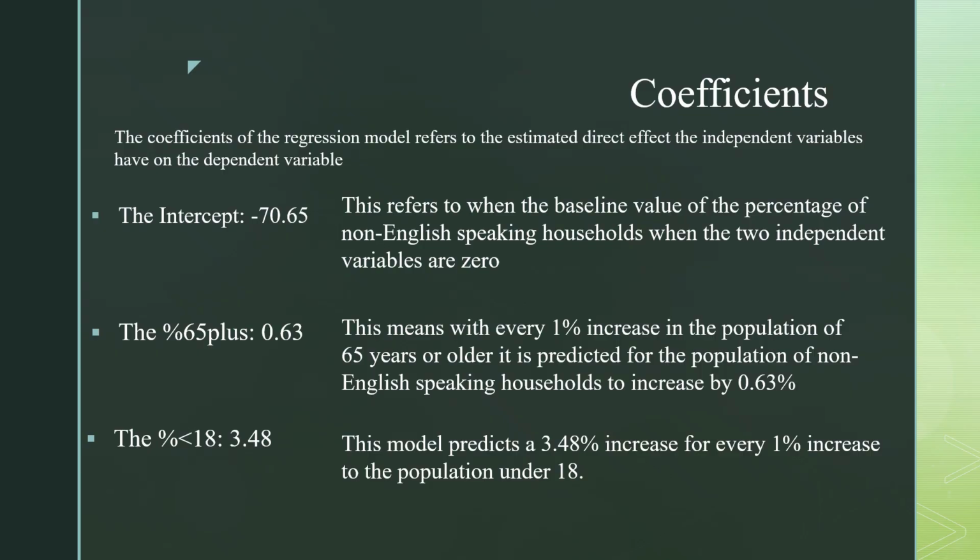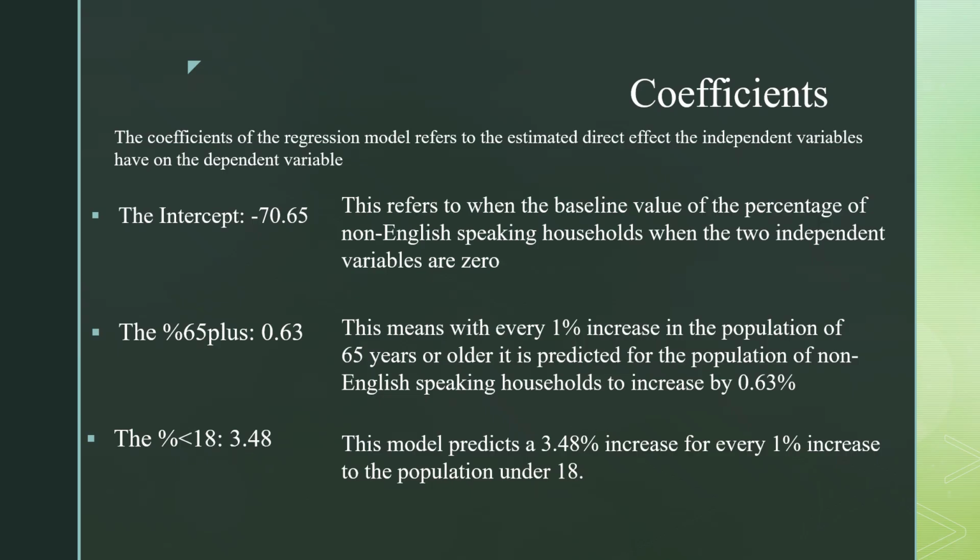Also a part of your regression output summary is your coefficients. This is described from the regression table to estimate the direct effect of the independent variables on your dependent variable. In this case, it's the percentage of non-English speaking households. The intercept refers to the baseline value of your dependent variable when your two independent variables are 0. In our case, this is very improbable as you can't have the baseline ages of 0.